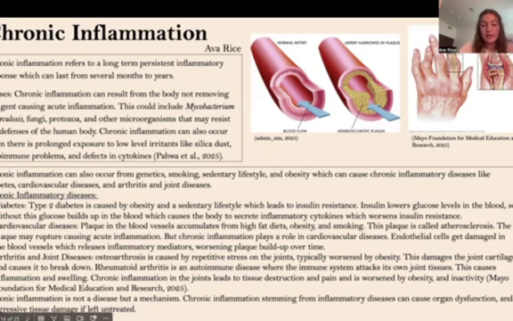Arthritis and joint diseases. Osteoarthritis is caused by repetitive stress on the joints, typically worsened by obesity. This damages the joint cartilage and causes it to break down. Rheumatoid arthritis is an autoimmune disease where the immune system attacks its own joint tissues. This causes inflammation and swelling. Chronic inflammation in the joints leads to tissue destruction and pain and is worsened by obesity and inactivity. Chronic inflammation is not a disease, but a mechanism. Chronic inflammation stemming from inflammatory diseases can cause organ dysfunction and progressive tissue damage if left untreated.